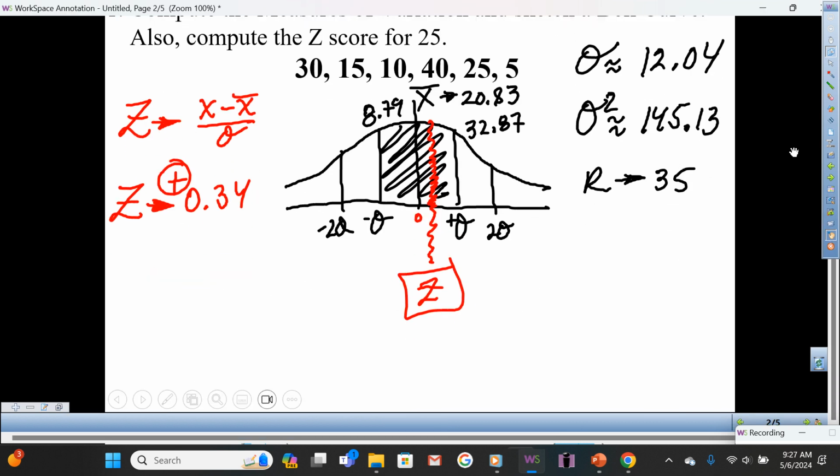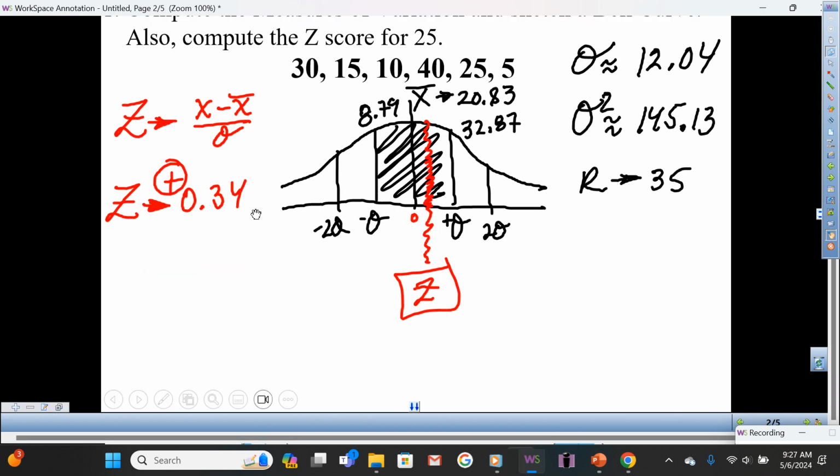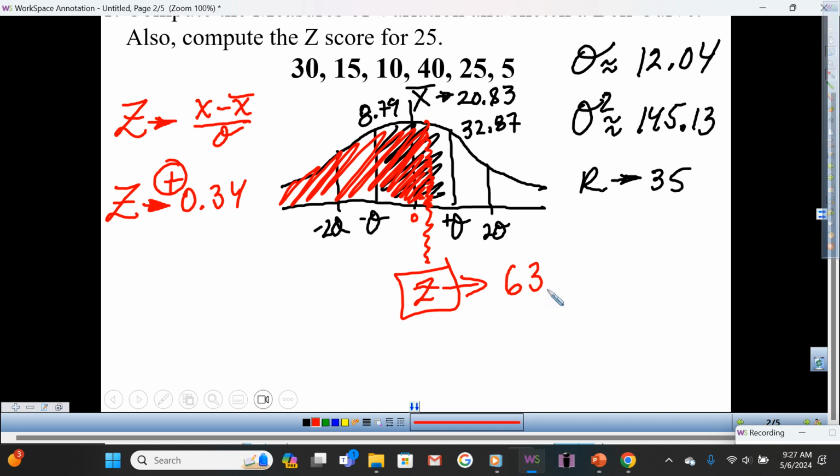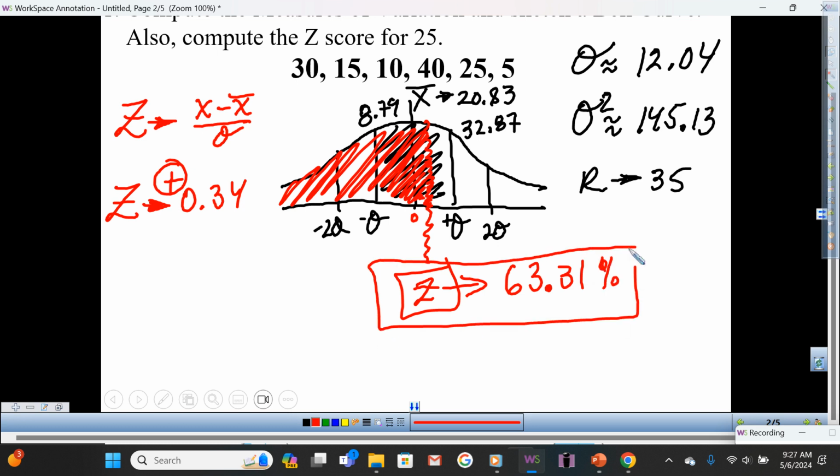That means that if we read this graph from left to right, all the way to the z-score, all of this, look up, from here to here, that z-score is going to give me a percent, which is 63 point what? 31? 31%. Label that on your warm-up, 63.31%, and shade everything to the left of the z-score.